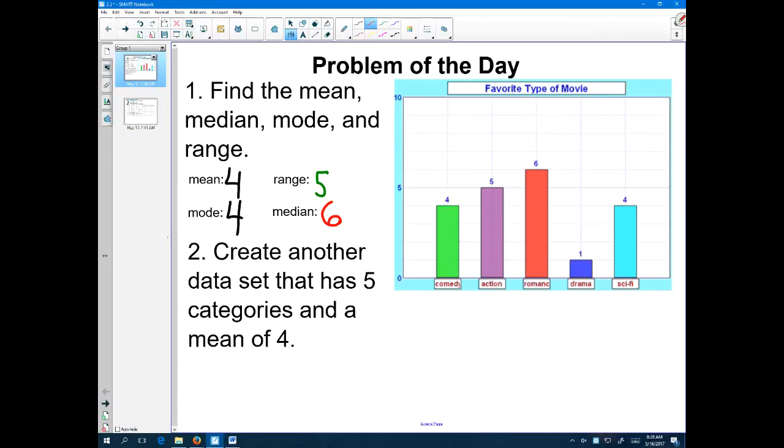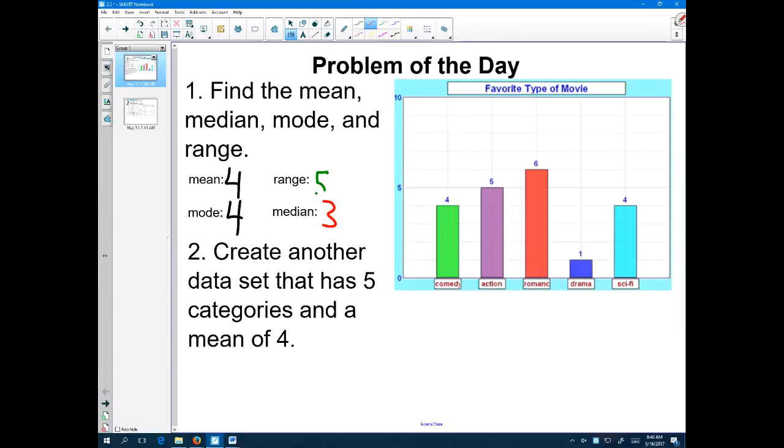Okay, 6 is in the middle. Remember we said you must always arrange them from smallest to largest. So if you arrange those from smallest to largest, what's really in the middle? 6 won't be in the middle anymore because it's the largest. If you have to write the numbers out, 1, 4, 4, so on and so on, go ahead and do that.